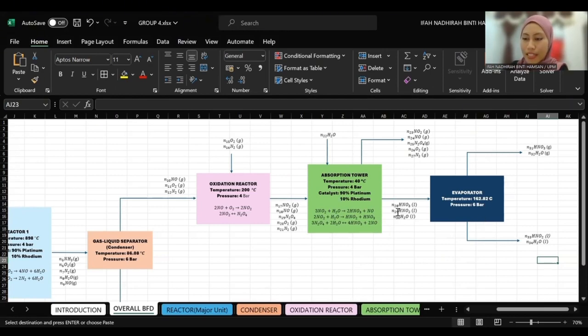Okay, this is just a simple explanation of the block flow diagram. In detail, each unit of reactors may have side reactions that need to be considered.